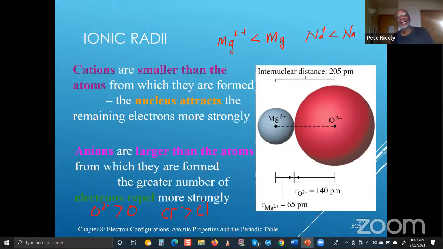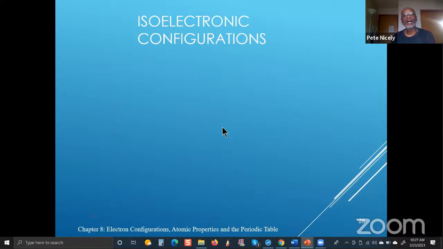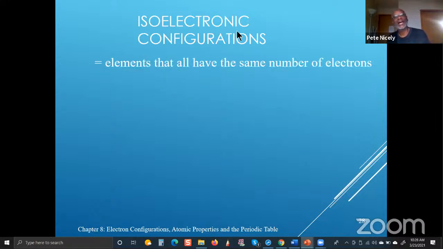So therefore, anions are larger in size compared to the atoms from which they're formed, and the cations are small in size compared to the atoms from which they're formed, all right? So that's another trend that you need to be aware of. Let's talk about this term, isoelectronic configurations. What do we mean by that?